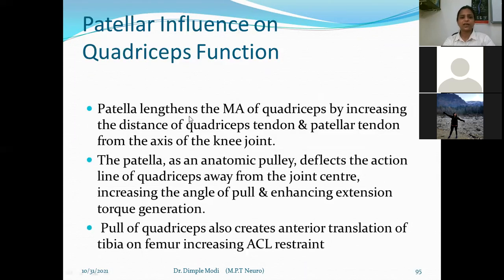Okay, so how does the patella influence quadriceps function? The patella lengthens the moment arm of the quadriceps by increasing the distance between the quadriceps tendon and the patellar tendon from the axis of the knee joint. The patella is an anatomic pulley which deflects the line of action of the quadriceps away from the joint center, which increases the angle of pull and enhances the extension torque. The pull of the quadriceps also creates anterior translation of the tibia on the femur, which increases the ACL restraint.